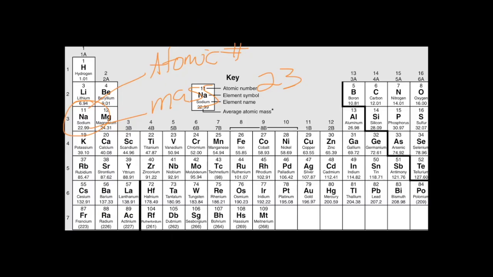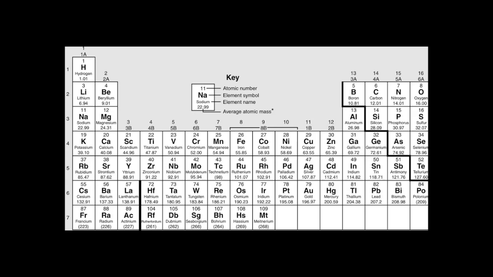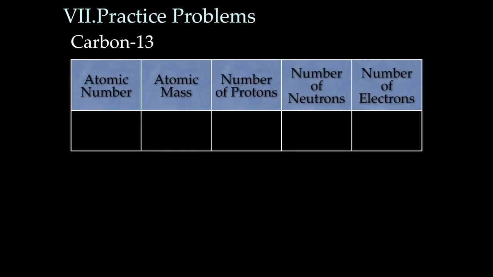One more. Again, hit pause, see if you can do it on your own. All right. So now we have carbon 13. Let's find carbon 13. Carbon has an atomic number of 6 and a mass of 12. Okay, but we got to think about this one for a minute. Let's go back to the other slide. Our atomic number is 6. We had a mass of 12, but we have here carbon 13.